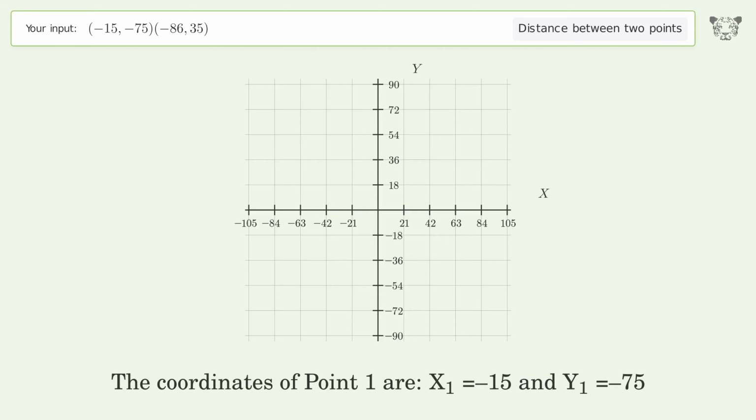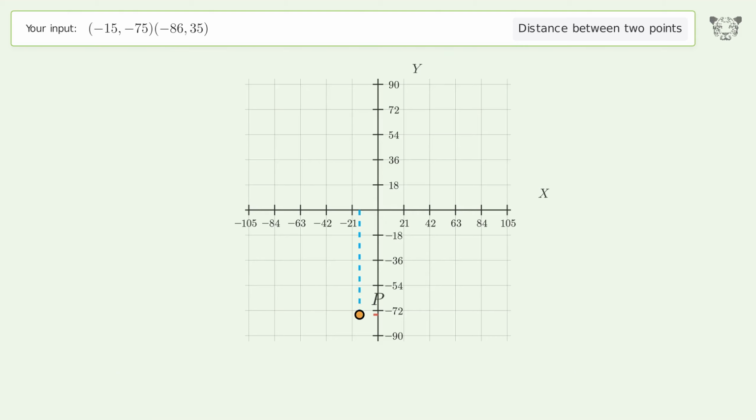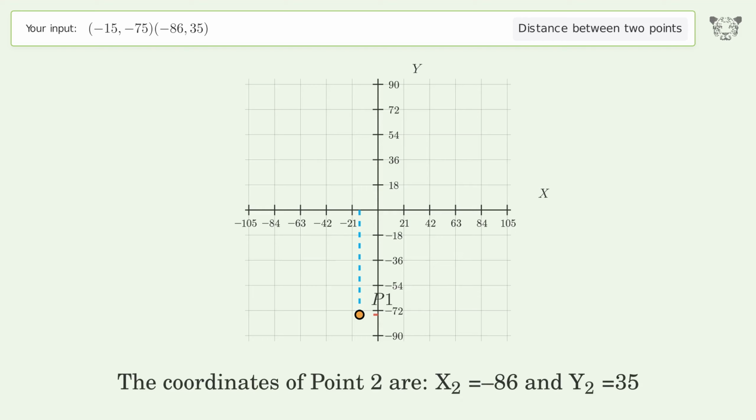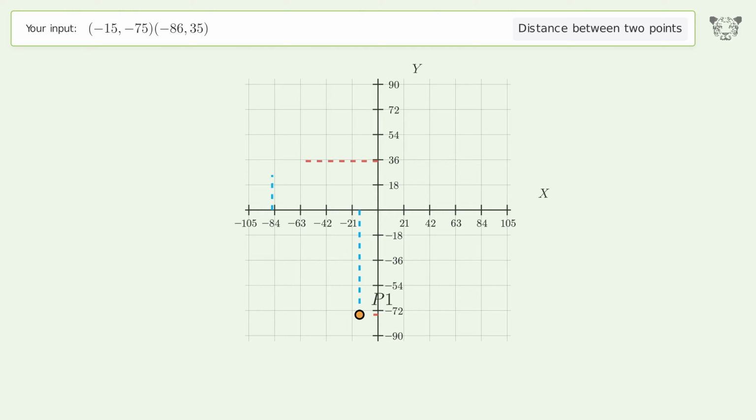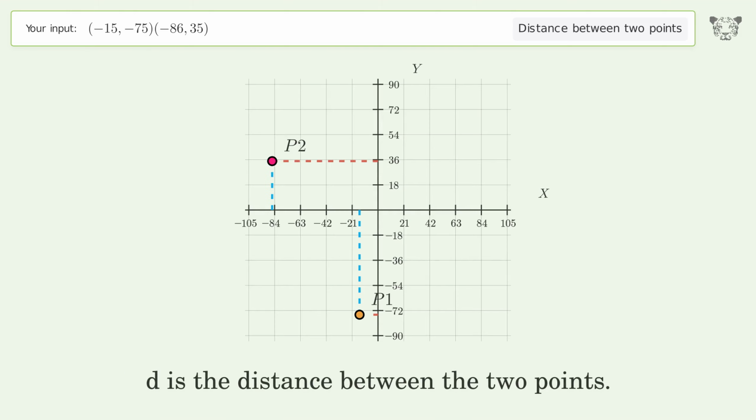The coordinates of point 1 are x1 equals negative 15 and y1 equals negative 75. The coordinates of point 2 are x2 equals negative 86 and y2 equals 35. D is the distance between the 2 points.